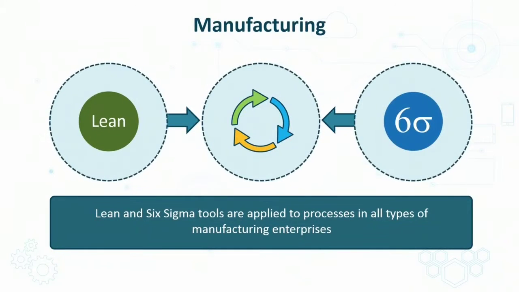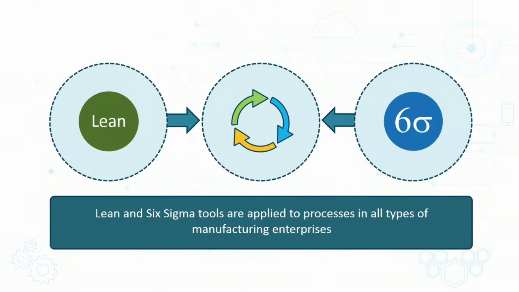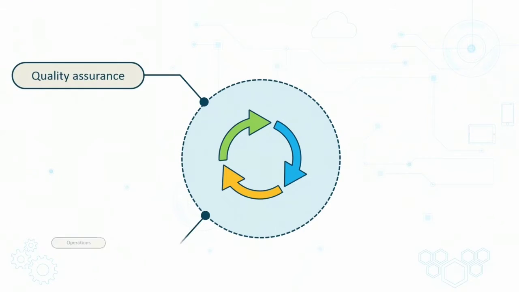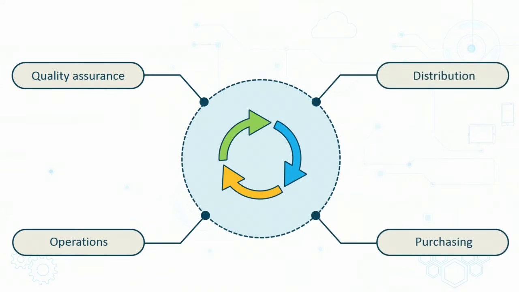Lean Six Sigma tools are applied to processes in all types of manufacturing enterprises. Toy companies, aircraft industries, tool and die makers, computer manufacturers, exercise equipment manufacturers, and others all have processes that are good candidates for Lean Six Sigma initiatives. Since all manufacturing organizations share a purpose, making products for customers, they all have a number of processes in common that can benefit from Lean Six Sigma improvement, including quality assurance, operations, purchasing, and distribution.